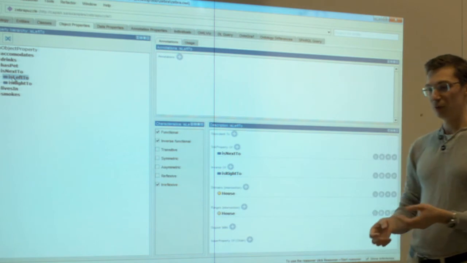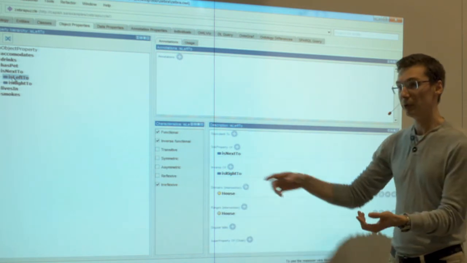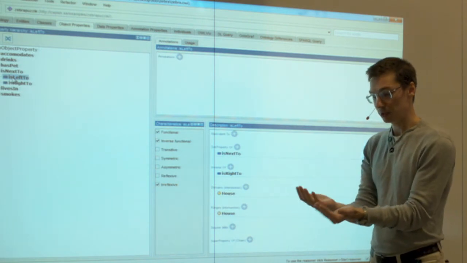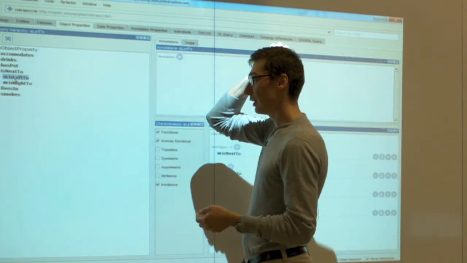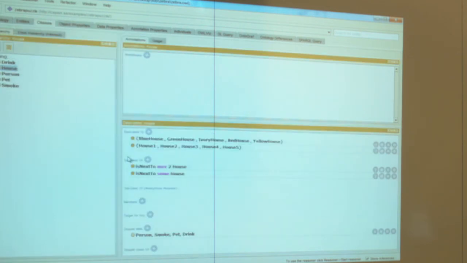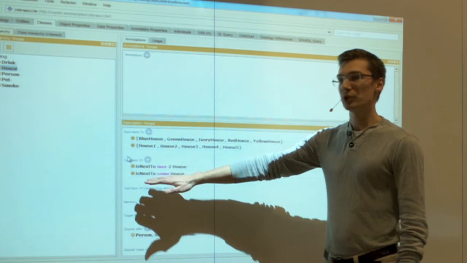Same thing here. If one house is right to another one, by right to it means immediately right to. I'm sorry, I should have said. So immediately right to means they are next to each other. And so this is how this bit is encoded. Well, that's actually almost all there is to it, with the exception that we need to say now that every house is next to something.